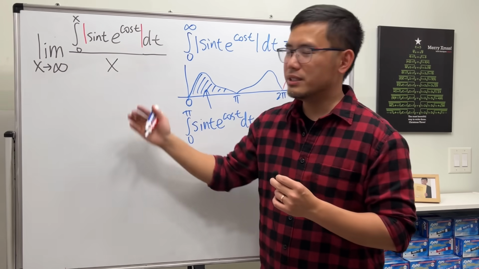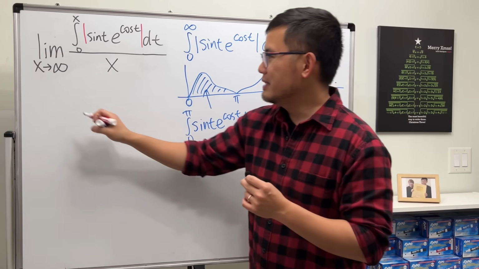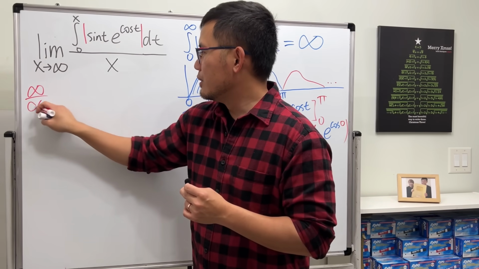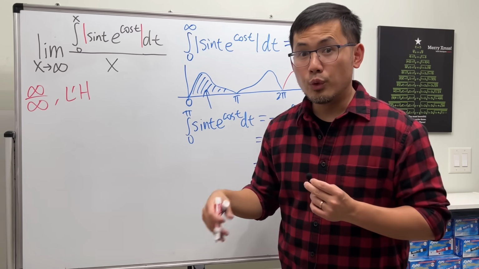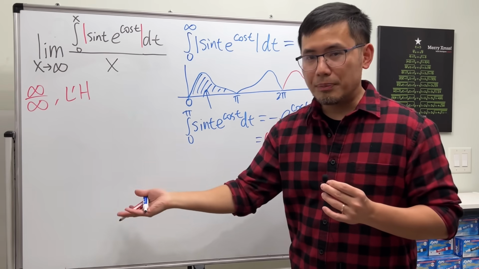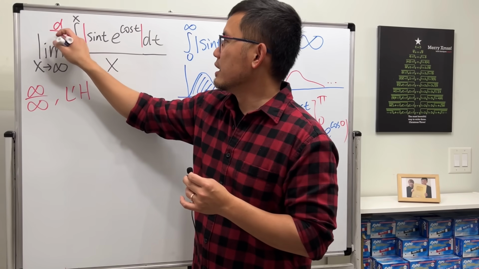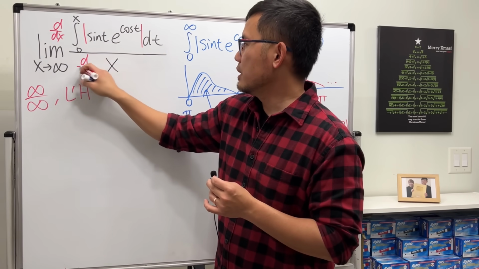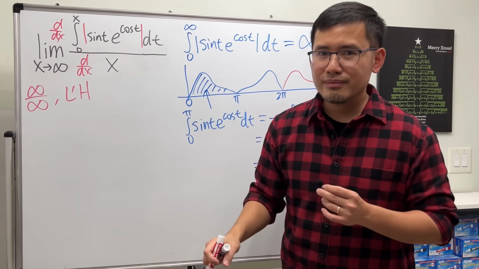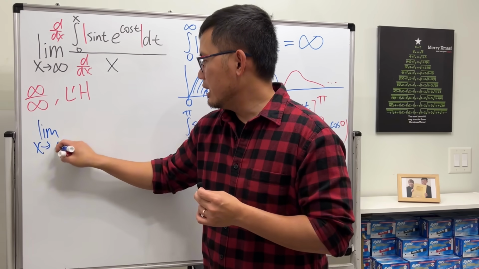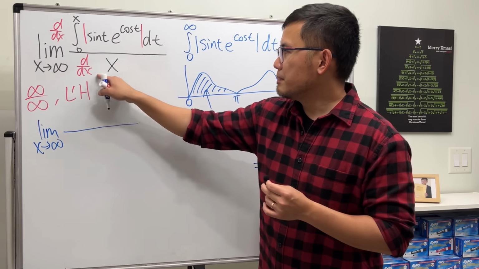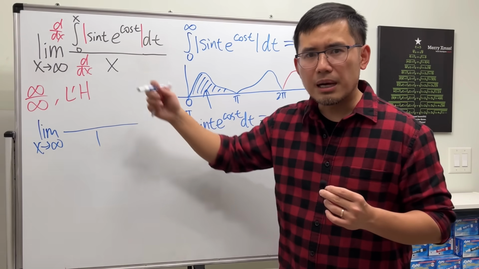The bottom, of course, is infinity. Look, this is infinity over infinity. So that means we should be able to apply L'Hopital's rule, right? Okay. If we want to use L'Hopital's rule, then the top, go ahead, take the derivative. The bottom, go ahead, take the derivative. Alright, so we are looking at the limit as x approaching infinity. On the bottom, that's easy, it's just 1. But how about the top?